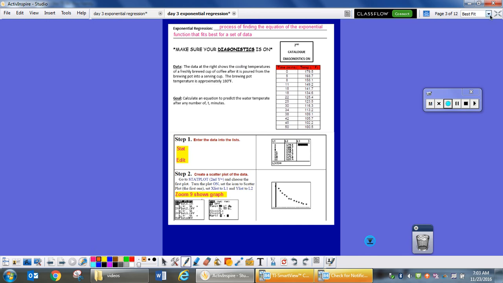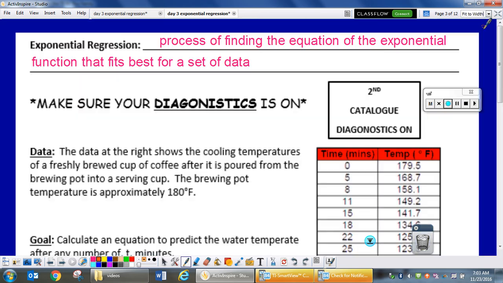Okay, so exponential regression is the process of finding the equation of an exponential function that fits best for a set of data. The first thing you have to do is make sure your diagnostics is on. So the steps are right here. You hit the second button, go to the catalog, and make sure the diagnostics are on.